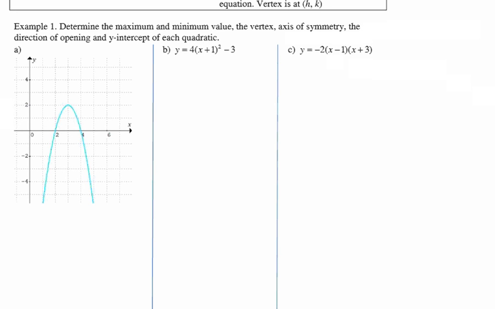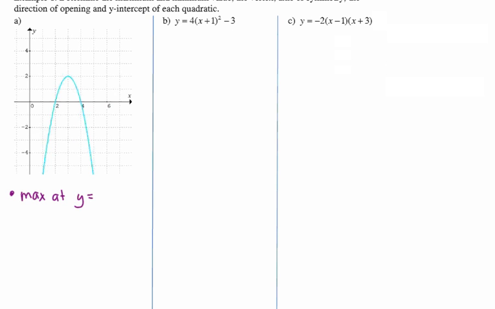So the first guy says determine the max or min value. So what do we have in this graph, a max or a min? Max, yep, and maximum is always a y value. So how high did this graph go? At y equals what? 2. Okay, so max at y equals 2. Okay, the vertex, where would the vertex be located? It's a point, what comma what? So x comma y, so the vertex is 3, 2.